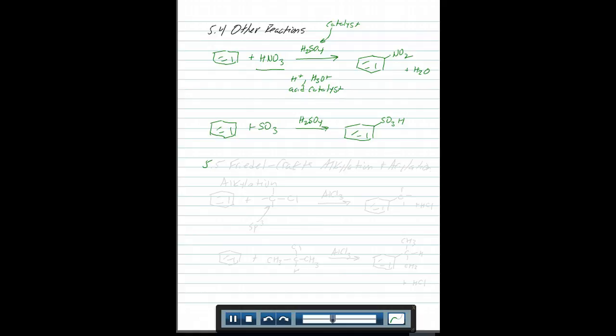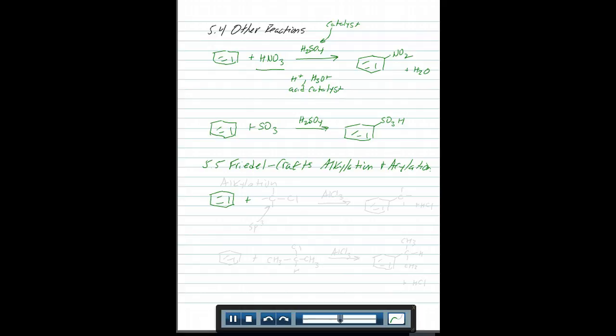All right, 5.5, 2 more reactions we'll learn, is what's called a Friedel-Crafts alkylation, and we're going to learn an acylation. Same thing, Friedel-Crafts alkylation and Friedel-Crafts acylation. Friedel-Crafts were the 2 scientists that came up with this. I believe they won a Nobel Prize because they are making carbon-carbon bonds.